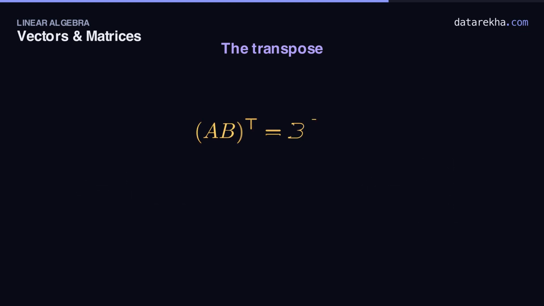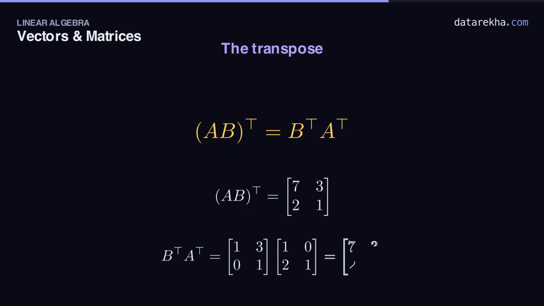The transpose comes with one identity you must get right. The transpose of a product equals the product of the transposes, but in reversed order. AB transposed is B transpose times A transpose, not the other way around. Check it on our pair. AB transposed is 7, 3, 2, 1. And B transpose times A transpose works out to exactly the same thing, 7, 3, 2, 1. The identity holds, and the order really did have to flip.